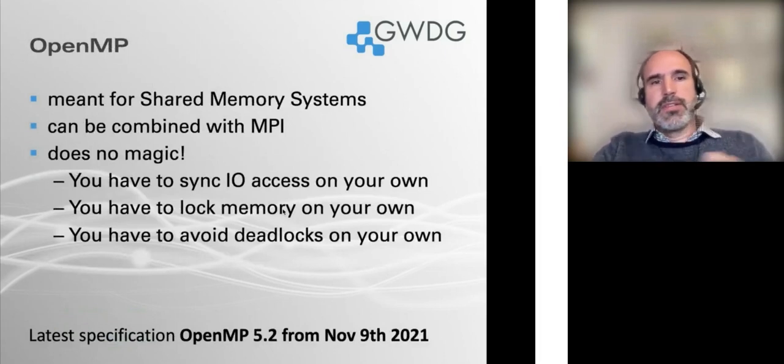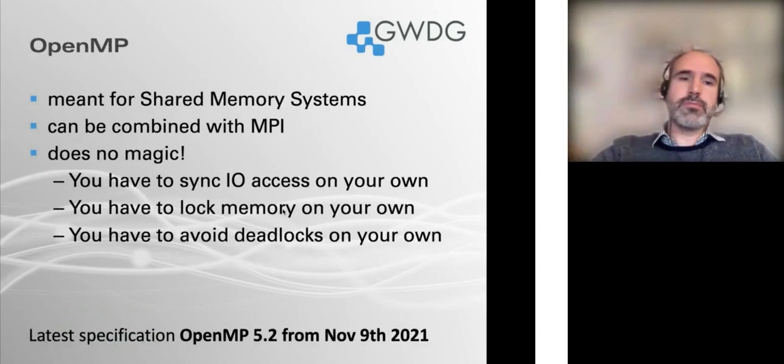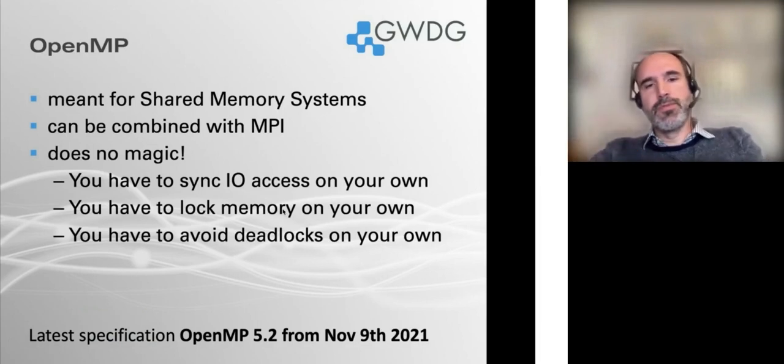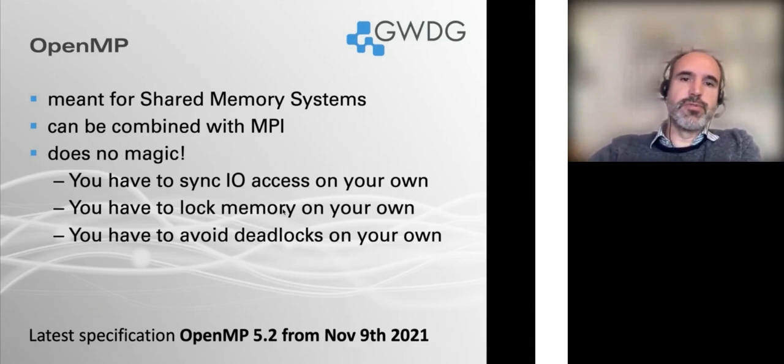So OpenMP again is basically meant for shared memory systems or architectures. You could combine it with MPI. So say you distribute your binary to a node in the shared distributed memory system, and on this one node, you could do an OpenMP job using the memory of this one node.